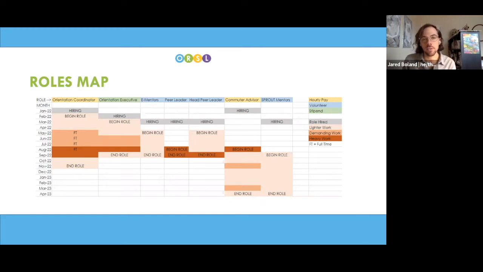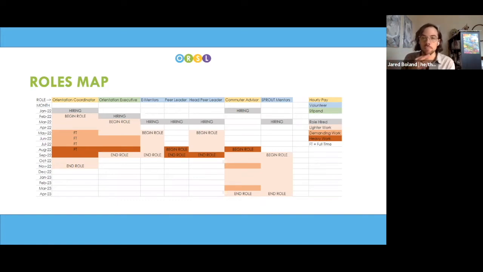Just to give you an example, if we take a look at the orientation executive, this is the second column from the left. The hiring period goes through February, and then their role begins in March. And then you can see as the role progresses, where that orange gets a little bit darker through to June and July, that's when the role really starts to pick up, heavier in August and September, and then it ends in September. So this gives you, at a quick glance, where each of these roles fit within our cycle.